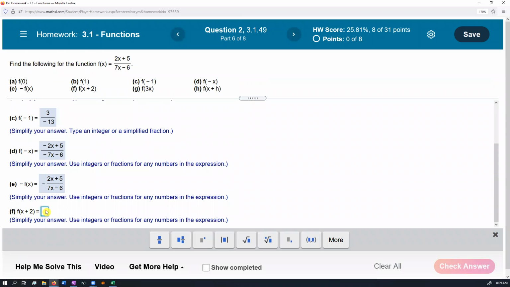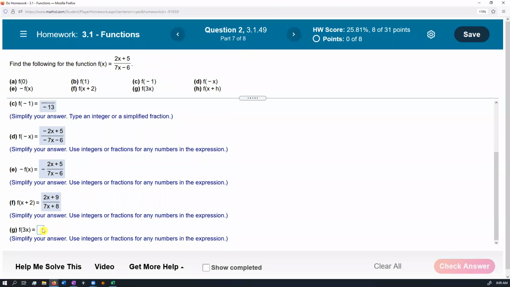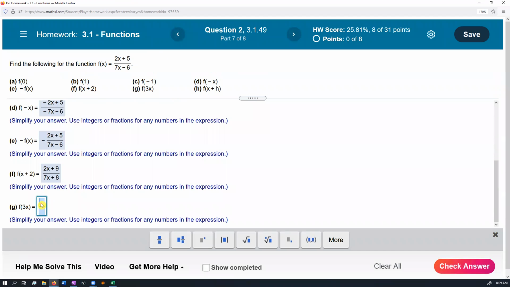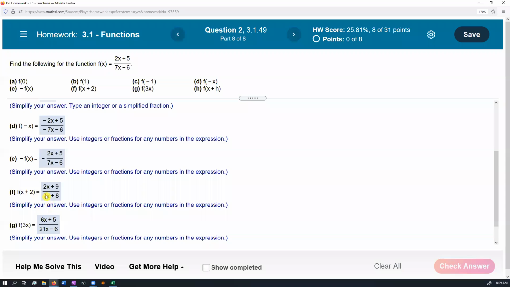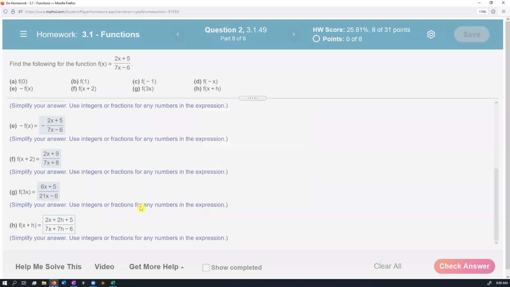This one, f of x plus 2, that was part f. That, again, was a fraction. It was 2x plus 9 over 7x plus 8. And this one turned out to be, again, a fraction. It was 6x plus 5 over 21x minus 6. And the last one was a fraction, 2x plus 2h plus 5 over 7x plus 7h minus 6. There we go.